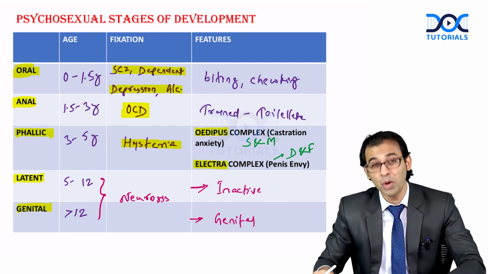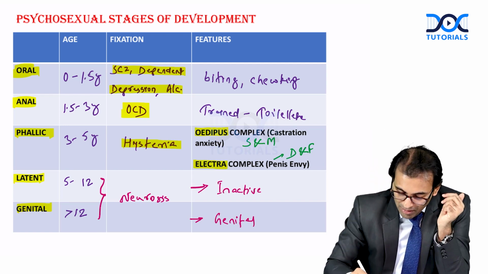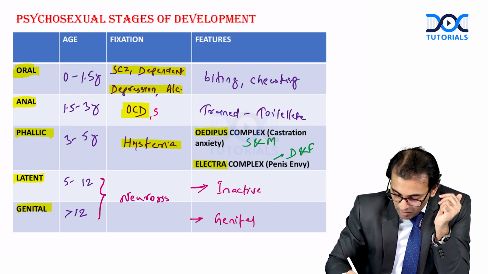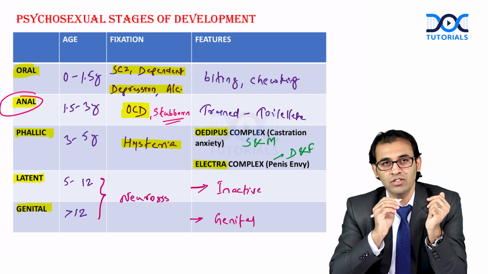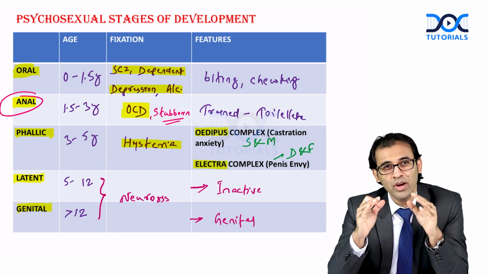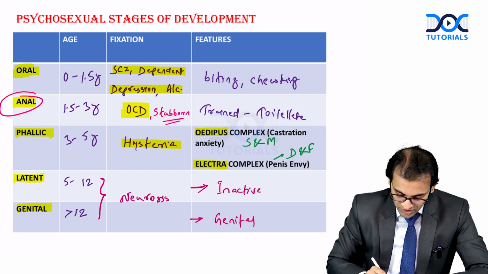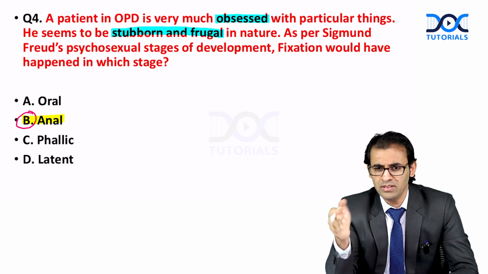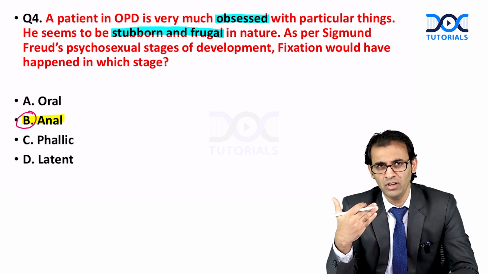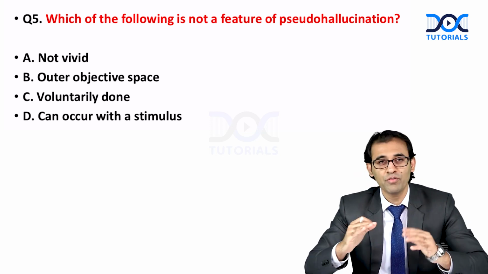So see here, when I talk about OCD type, obsession type, stubborn and all, we can add a stubborn type here. Fixation at anal stage, in which age duration 1.5 to 3 years. Remember, answer is anal stage. Earlier, they used to ask about Electra complex, Oedipus complex. This time, they have asked about fixation, right? Fixation.